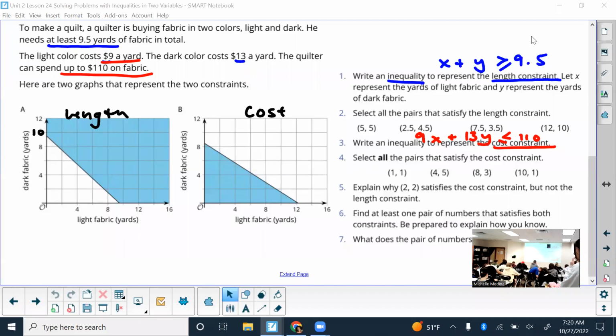All right, so yesterday we left off having already set up the inequalities to represent the constraints. So what are constraints again? Limits, right? So this one, they had to have at least 9.5 yards of fabric and they could spend up to $110 on fabric. So try to find what that limit is.